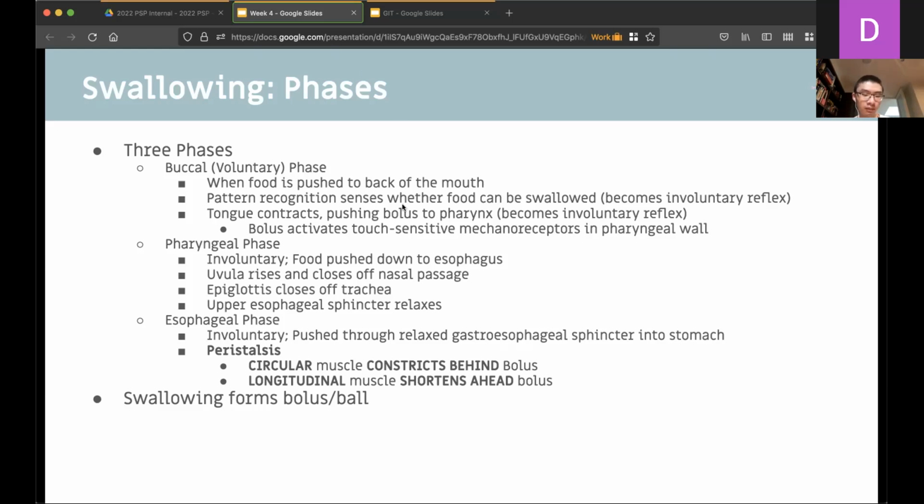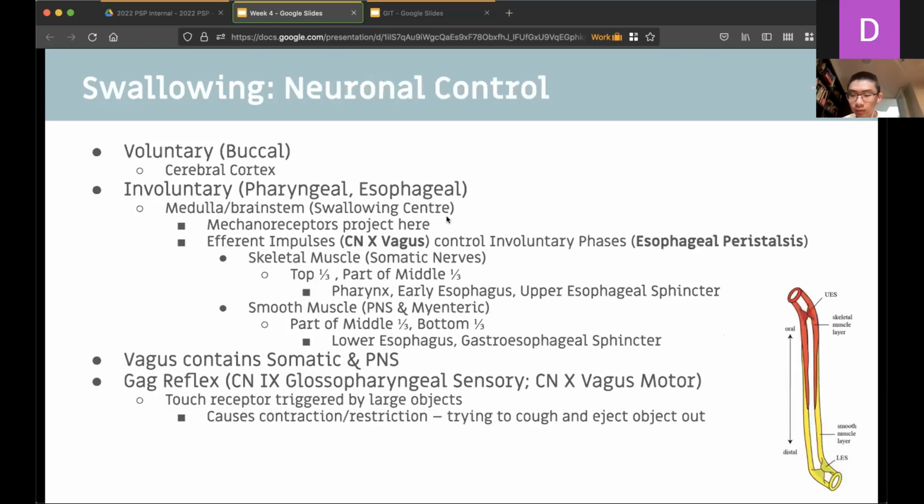And now onto neuronal control, because this is somewhat important, mainly the skeletal muscle and smooth muscle division of the esophagus. Again, there's voluntary and involuntary. Voluntary is your higher centers, your brain doing all the work there. Involuntary, which is pharyngeal and esophageal, is controlled mainly by the brainstem swallowing center. So you have mechanoreceptors that project there, telling your brainstem that there's food in your esophagus and pharynx. Then you've got your efferent impulses, which is mainly the vagus nerve, controlling your involuntary phases. So that's the peristalsis movement of the esophagus.